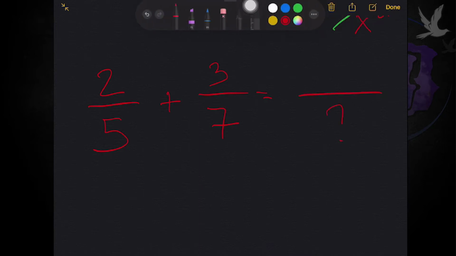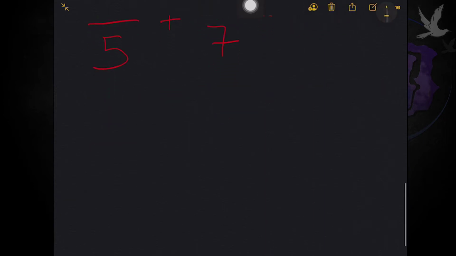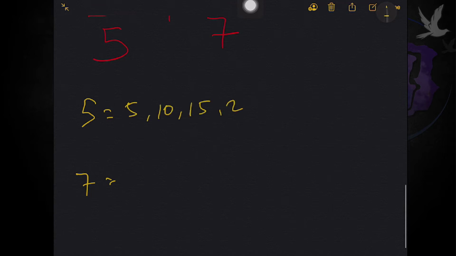Okay, yan ang first step natin. First things first is to look for the LCD. So let's get our denominators. We have 5 and 7. Get their multiples. So that's 5, 10, 15, 20, 25. Stop there. Skip count 7: 7, 14, 21, 28.